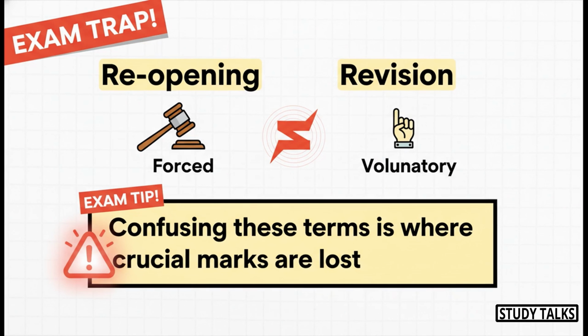Okay, I need you to really focus now, because this right here is the #1 trap where students lose easy, crucial marks. They mix up the words reopening and revision. They use them like they're the same thing. They are absolutely not. One is forced upon the company, the other is voluntary. Get this difference straight in your head, and you're already miles ahead of everyone else.